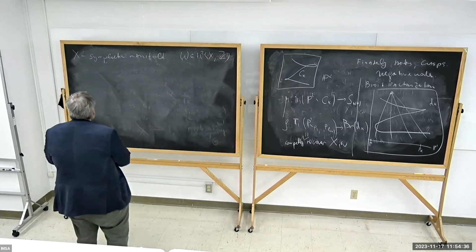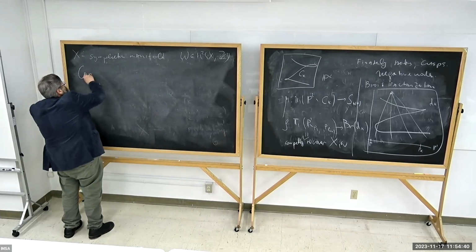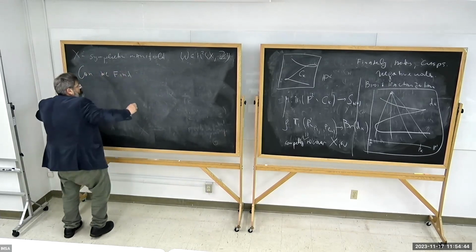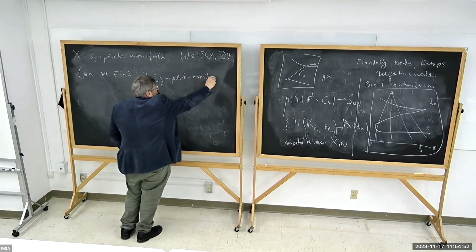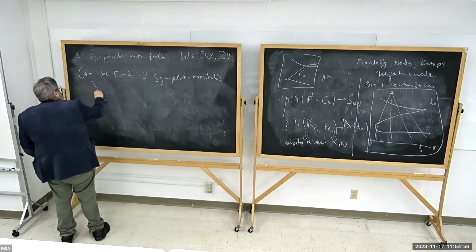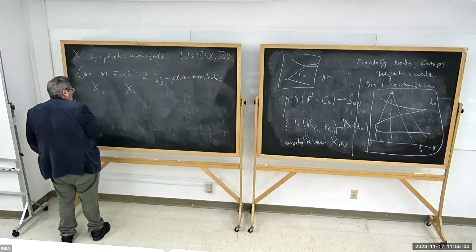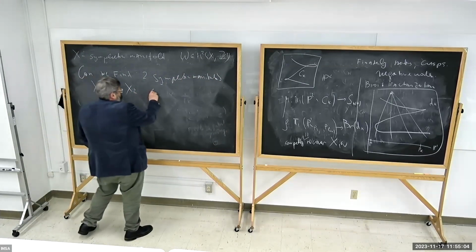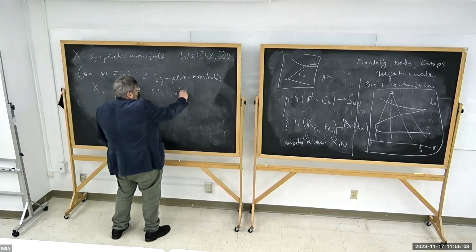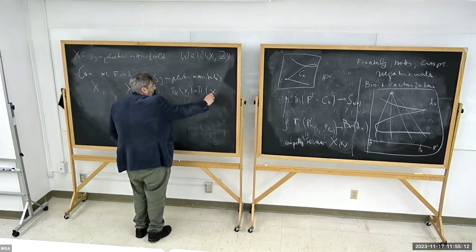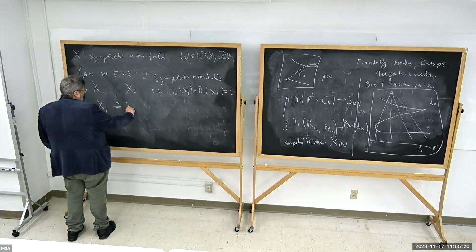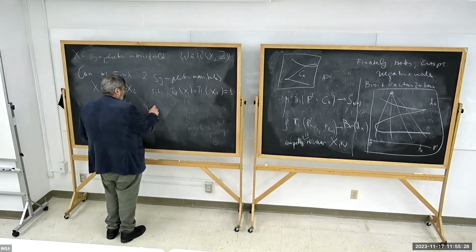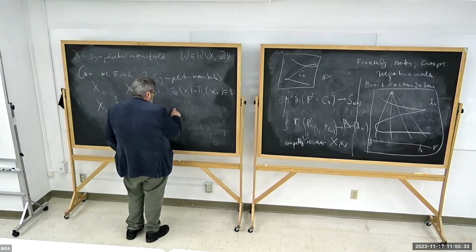So can you find two symplectic manifolds, x1 and x2, such that they are simply connected, they are homeomorphic to each other, but not symplectomorphic.